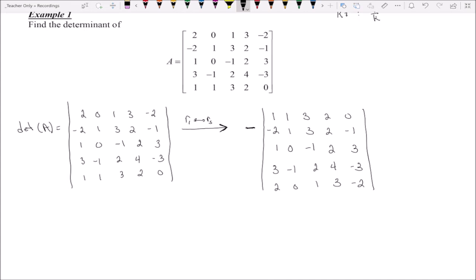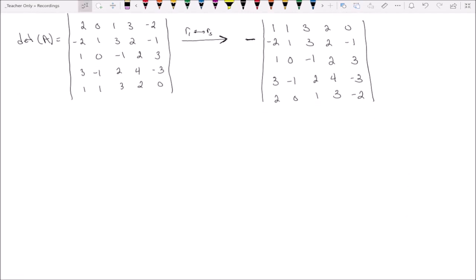Now we just want to zero out everything below this top one. And since this is just adding multiples of row 1 to each row below it, it does not change the determinant. So we don't have to worry about multiplying by any constants. So it'll be 2 row 1 plus row 2, negative row 1 plus row 3, negative 3 row 1 plus row 4, negative 2 row 1 plus row 5. All right, we're still going to have that negative out there.